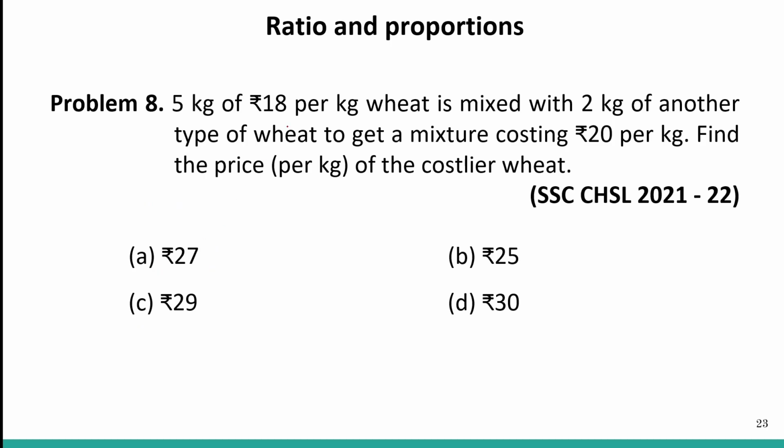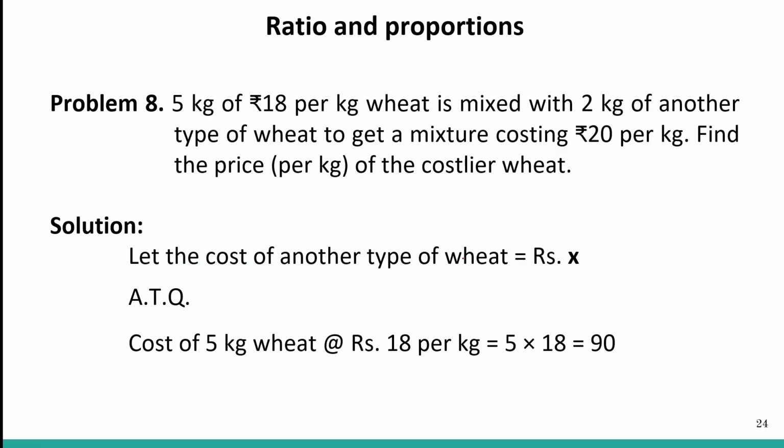5 kgs of 18 rupees per kilo wheat is mixed with 2 kg of another type of wheat to get a mixture costing 20 rupees per kg. So find the price per kg of the costlier wheat. Okay, so is it 25, 29, 27 or 30? Okay, this question has been asked in SSC CHSL 2021-22 paper.